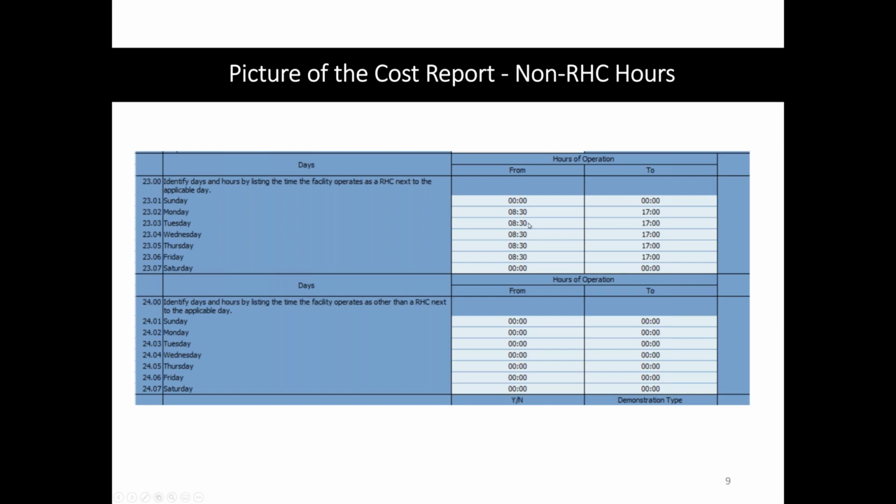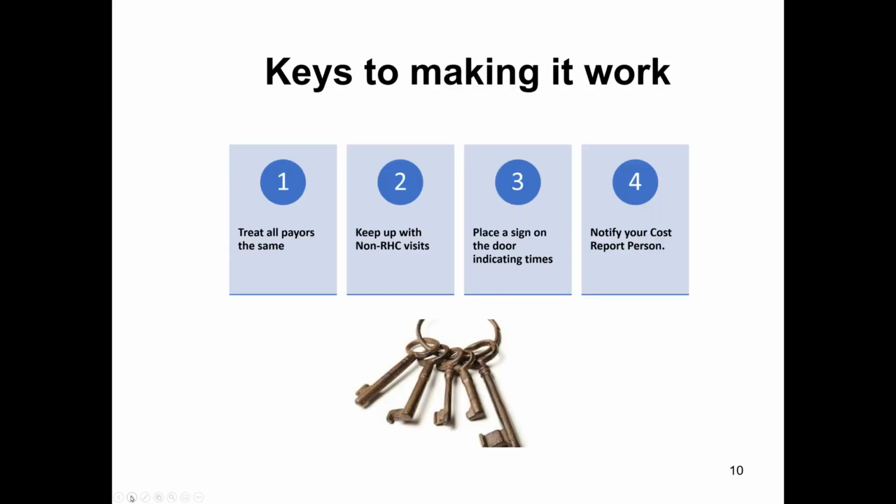Now you can't duplicate your times here. You can't be operating a rural health clinic as an RHC and as a non-RHC at exactly the same time. These times can't be duplicated, because that would be called commingling, and that would be bad. So you don't want to do that. But the cost report is set up to handle it.